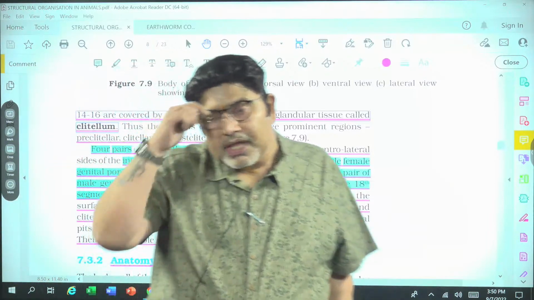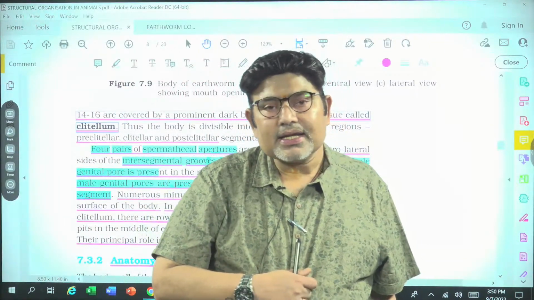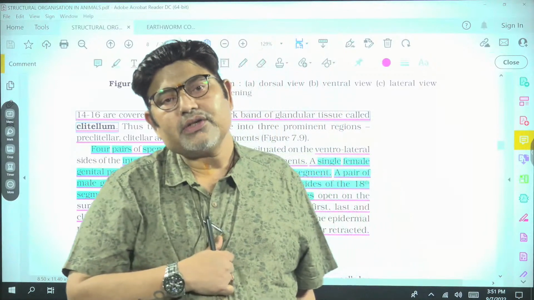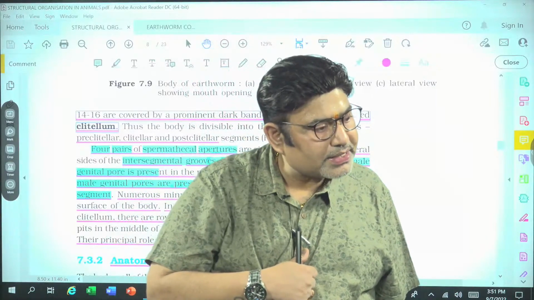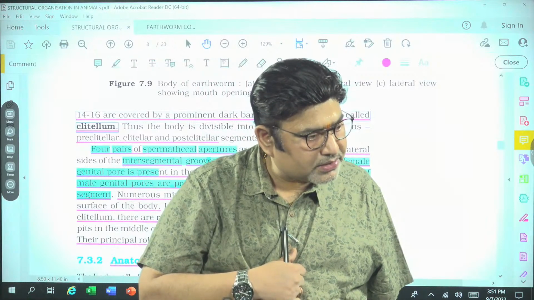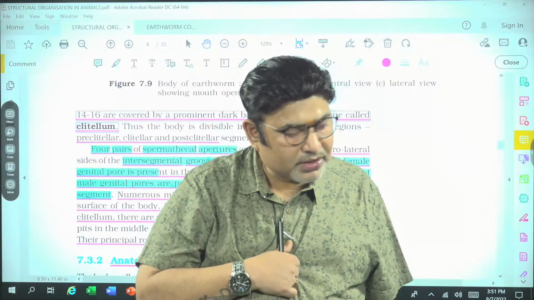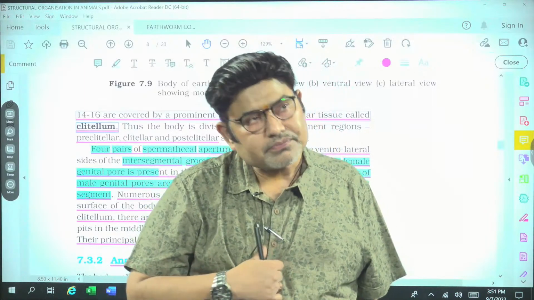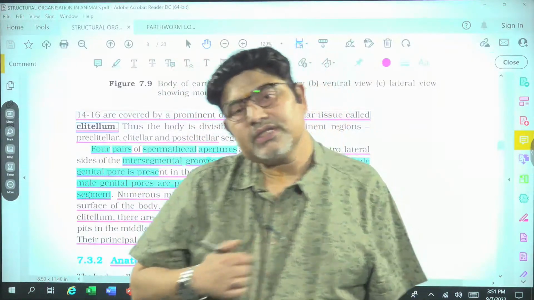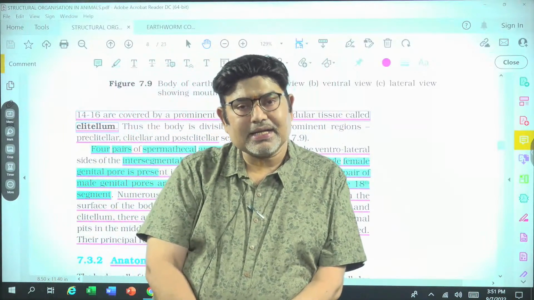If the earthworm has got 120 segments, how many post-clitellar segments are there? Yes, 17 to 120. Very good. 17 to 120, what is the number? 120 minus 16 is 104. So 104 segments are post-clitellar segments.